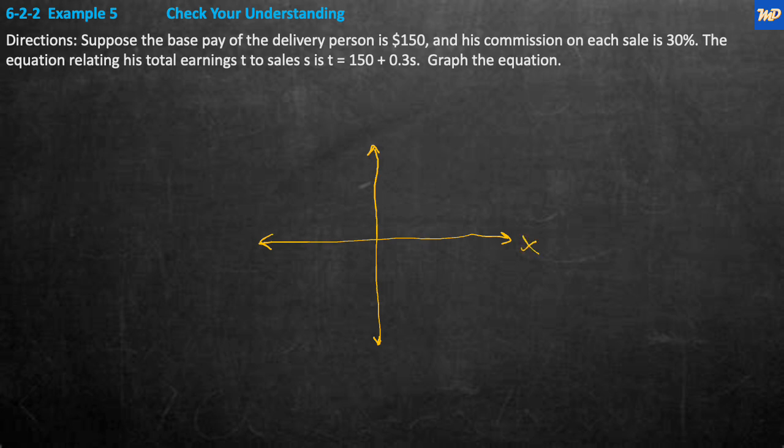This is X and Y, but it's not X and Y. I always say X and Y so often. It's T and S. The sales, okay? And this is the total, T. So let's go ahead, here's 0.